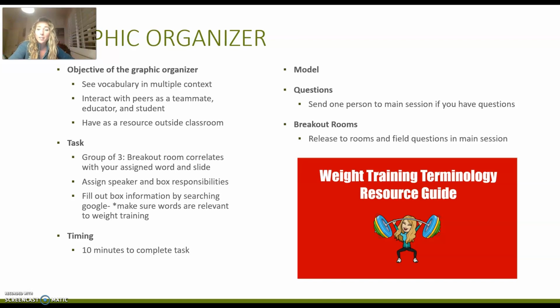Then I break down the tasks. I'll be dividing you guys into groups of 3 into different breakout rooms, and your breakout room correlates with your assigned word and slide. Please assign a speaker and who's going to do which boxes. Fill out the boxes of information by searching Google. Make sure the words are relevant to weight training. One of the words is plates, so I don't want to see a definition on dinner plates. Timing, they have 10 minutes to complete the task.